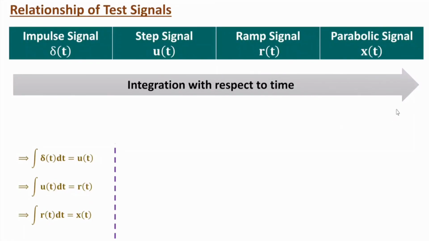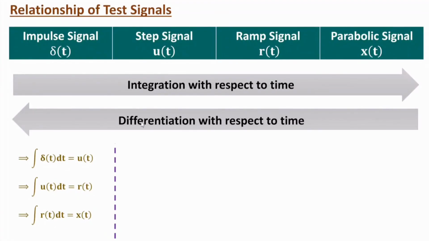And if you go in this direction, then you will have to do differentiation. If you differentiate the parabolic signal with respect to time, you will get the ramp signal. If you differentiate the ramp signal with respect to time, you will get the step signal. And if you differentiate the step signal with respect to time, you will get the impulse signal. So that is how the relationship is between these 4 different test signals.